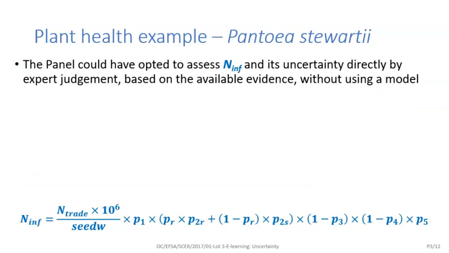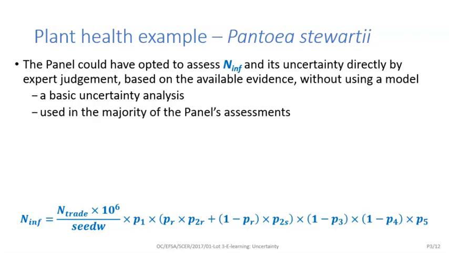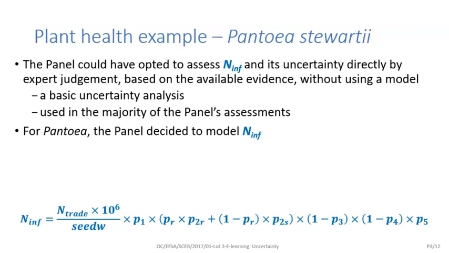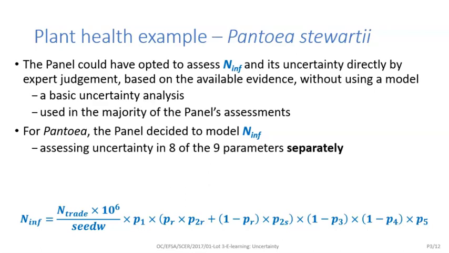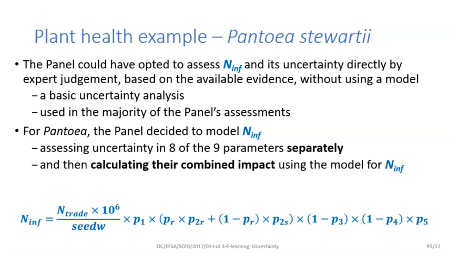The panel could have opted to assess N-inf and its uncertainty directly by expert judgment based on the available evidence without using a model. This would be a basic uncertainty analysis, and that is what they do in the majority of plant health assessments. For Pantoea, the panel decided to model N-inf, assessing uncertainty in 8 of the 9 parameters separately, and then calculating their combined impact using the model for N-inf, a refined uncertainty analysis.